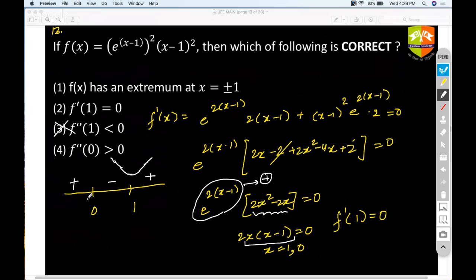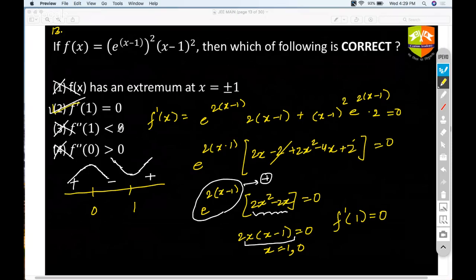Now, 0 is a point from where it's coming from positive slope to negative slope. Correct? So it is a point of maxima. In a point of maxima, the double derivative is going to be negative. So 4 is also not correct. And of course, -1 is not a point of extrema, so 1 is also not correct. And of course, 2 is going to be correct because we figured this out.